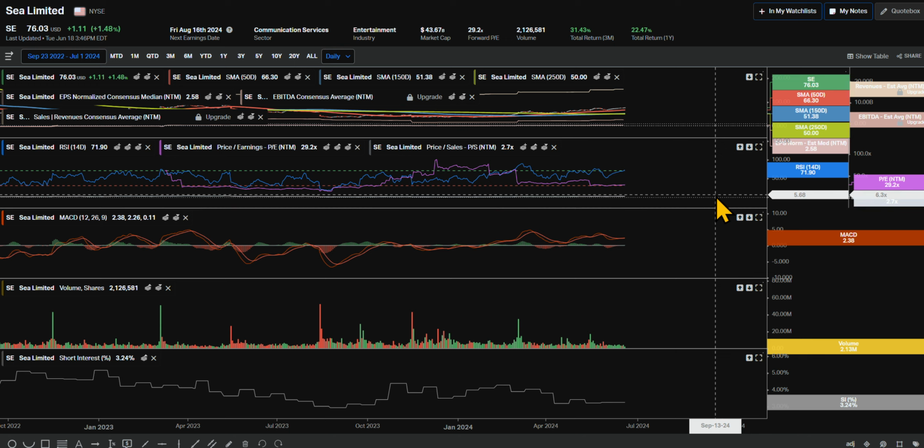And with that out of the way, we're going to look today at a company called Sea Limited, ticker SE, trading at $76. And this is a position that I have recently entered. So I started looking at this stock due to very, very interesting fundamentals.